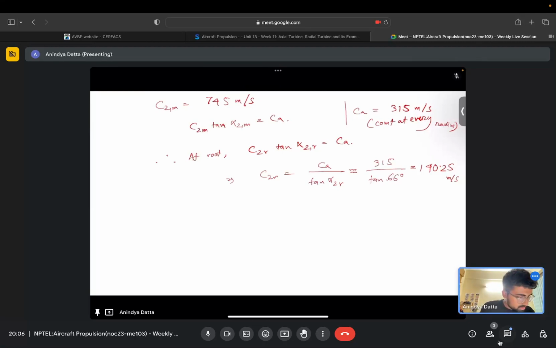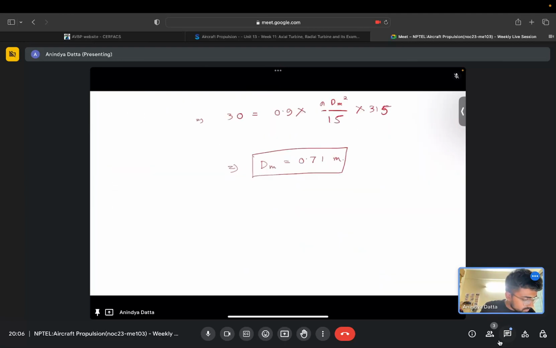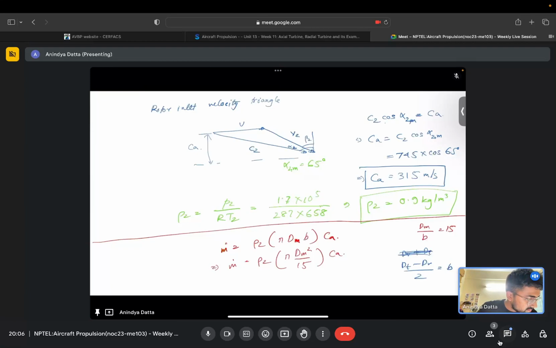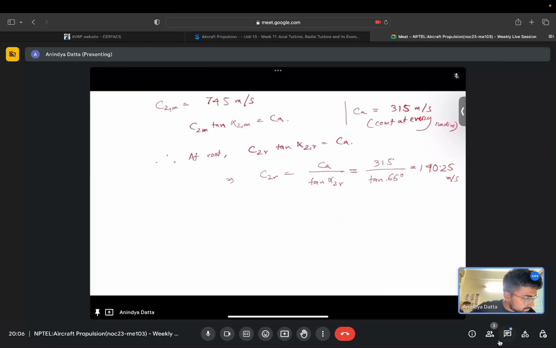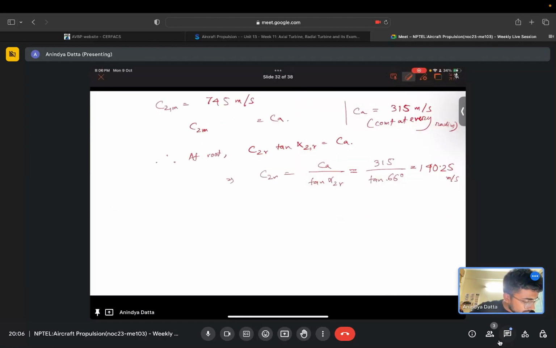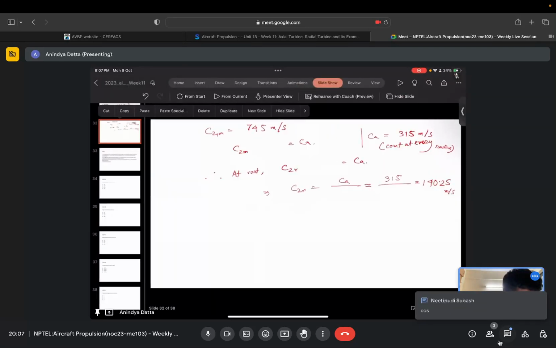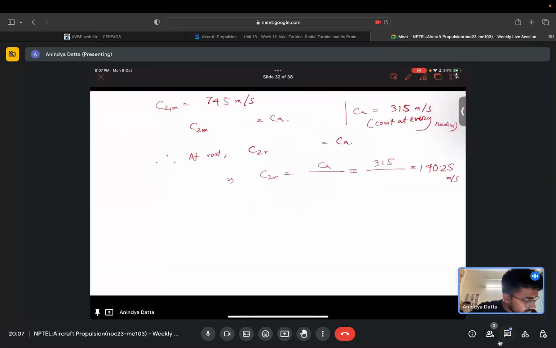Wait a minute, there is some mistake, I guess. Sorry, this will be cos. Yeah, this will be cos. So C2m cos alpha 2m equal to Ca. So C2r cos alpha 2r will be equal to Ca. So this is Ca by cos of alpha 2r.